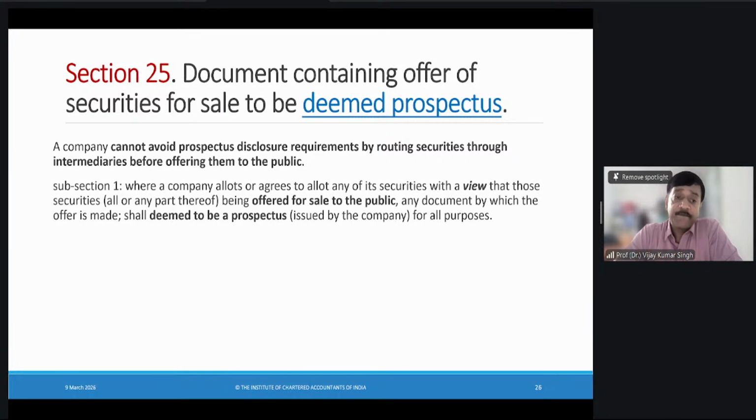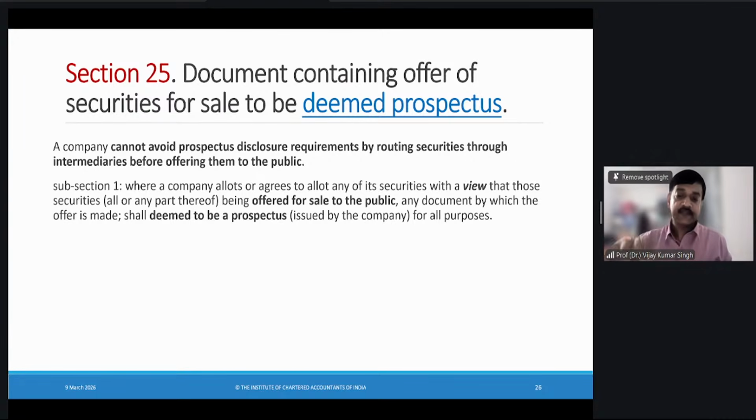So subsection 1 of section 25 talks about where a company allots or agrees to allot any of its securities with a view. When you say with a view, you gather this from an intention. So it is referring to intention basically. Securities with a view that those securities, all or any part thereof, be offered for sale to the public, any document by which the offer is made shall be deemed to be a prospectus issued by the company for all purposes.